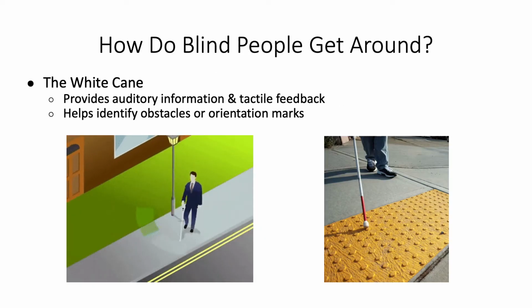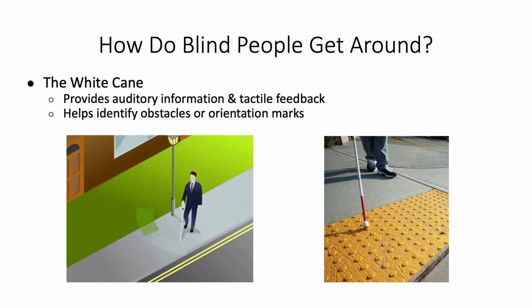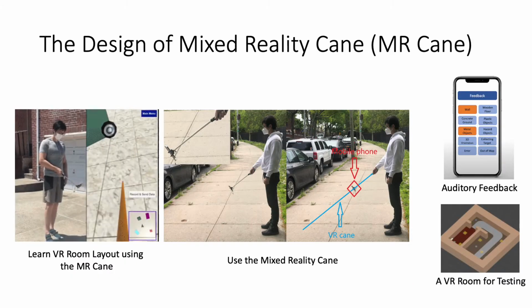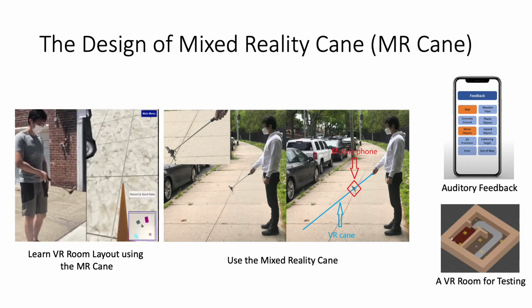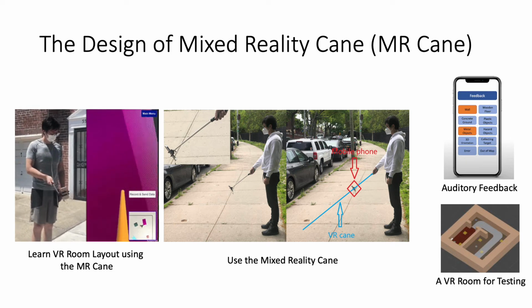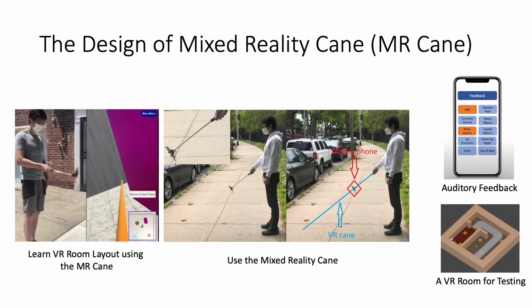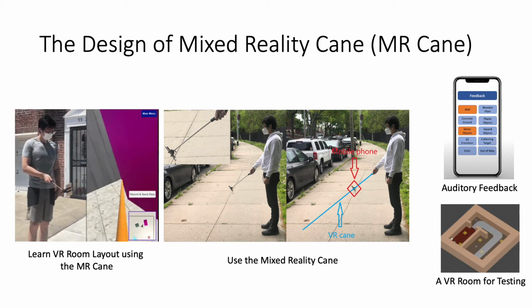Our research project tries to help blind people build a mental map using augmented reality and encourage their independent travel. The mixed reality cane, also called MRCam, was developed by our research lab last year. It utilizes simple auditory and haptic feedback on an iPhone to help the visually impaired interact with virtual objects and environments as they are walking in real-world situations.